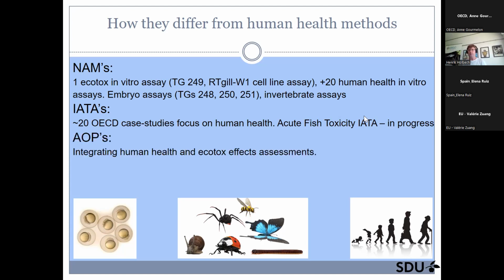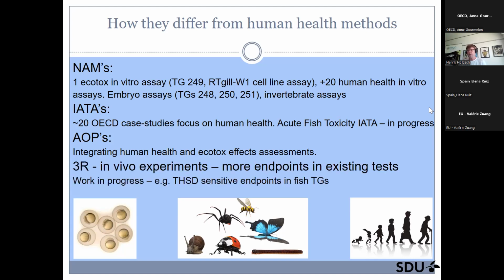And the next, please. And then we have the AOPs. Fortunately, that's a good way to integrate human health and ecotox effect assessment by AOP networks. And I'll come a little bit more into this, but as said, Dries will comment on this in the next presentation.